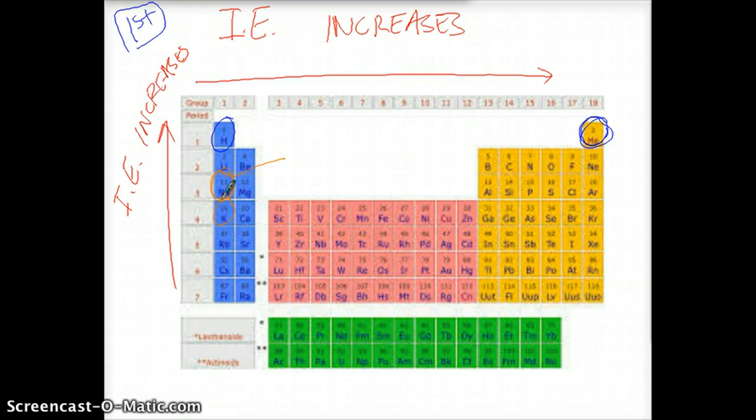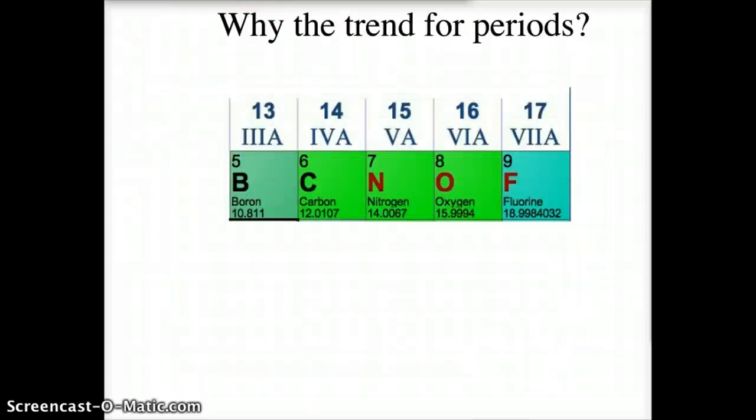What we really want to understand is why. Why is this trend the case? Well, let's first break it down for periods. So going from left to right, why does the amount of energy needed to remove the first electron increase? Well, if we think back to what we know about atomic radius, we know that as we go to the right on the periodic table, the atomic radius decreases. And for a quick refresher, that's because the effective nuclear charge is greater over here than over here.